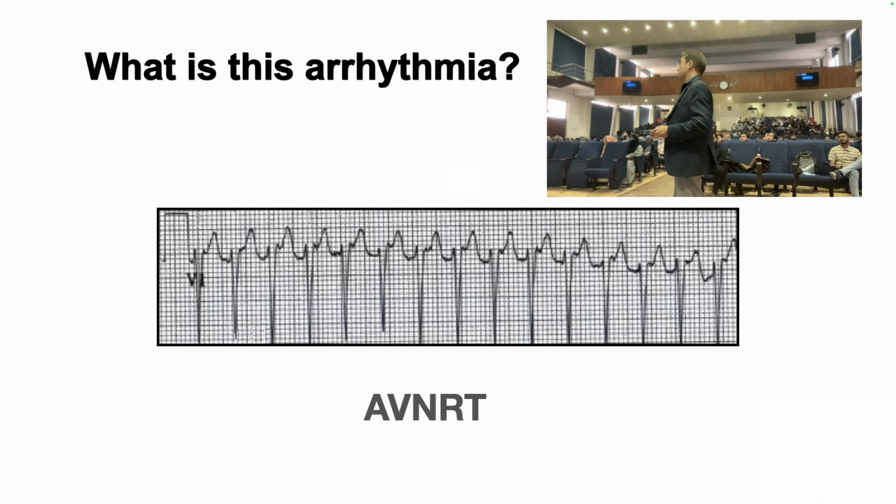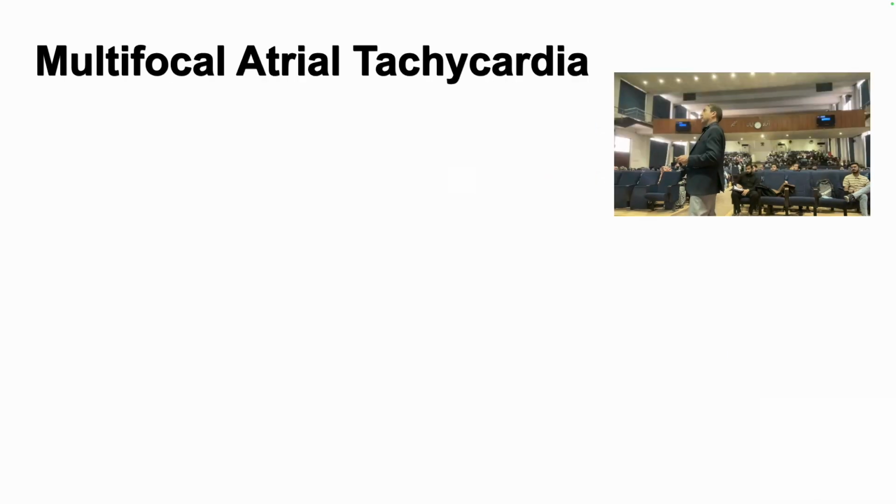This is AVNRT, atrioventricular reentrant tachycardia. Now, this is an interesting thing, multifocal atrial tachycardia. What is this? Would this be because of enhanced automaticity, or because of re-entry? This will be because of multiple areas of automaticity, because they are firing from different places.